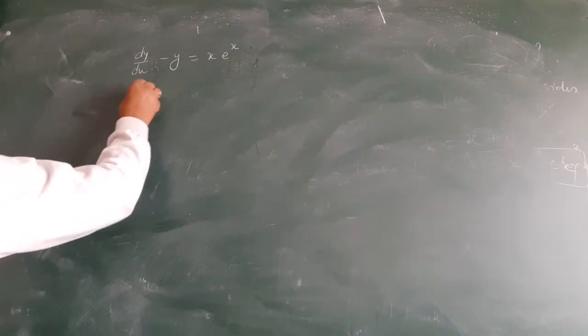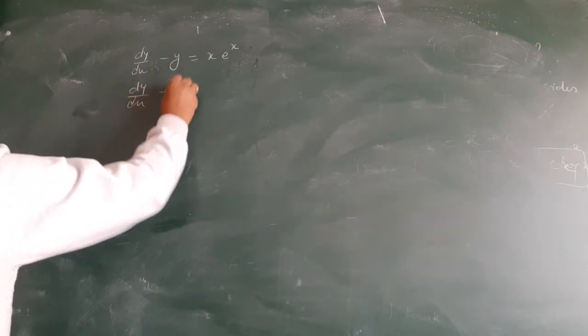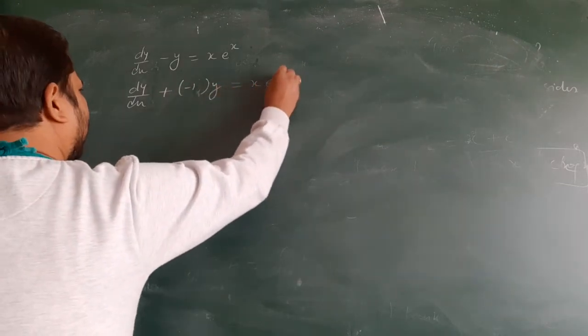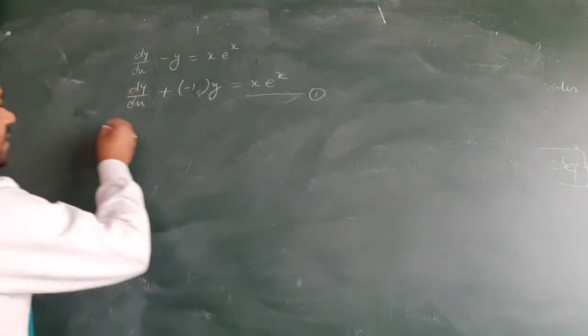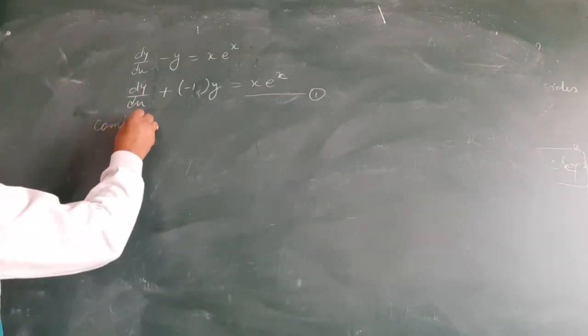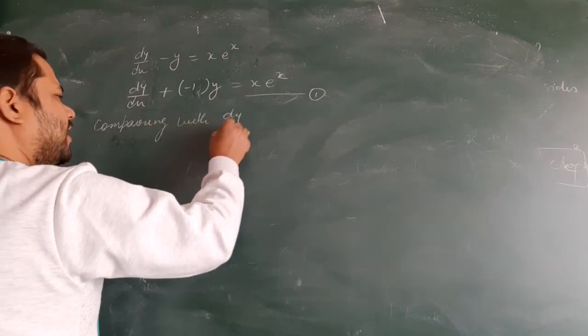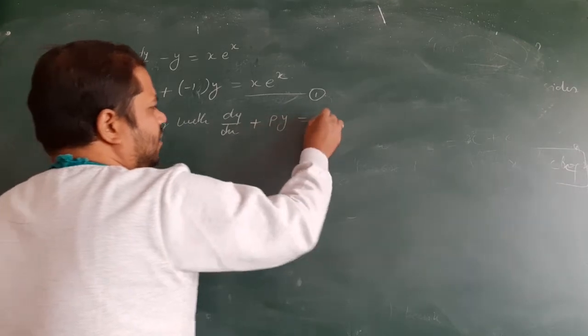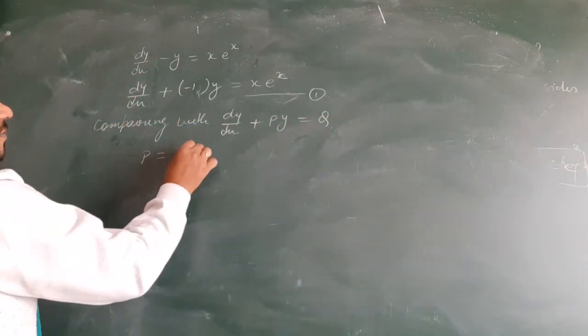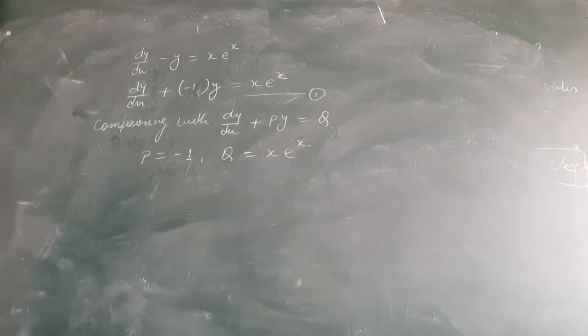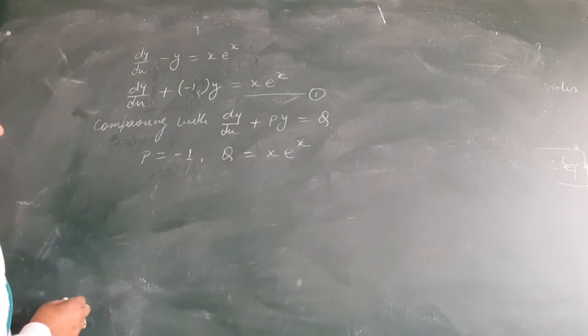Now, this is also a linear differential equation. You can write it as dy by dx plus (minus 1) into y is equal to x e to the power x. This is equation number 1. Comparing with dy by dx plus py is equal to q, we get p as minus 1 and q is equal to x e to the power x.